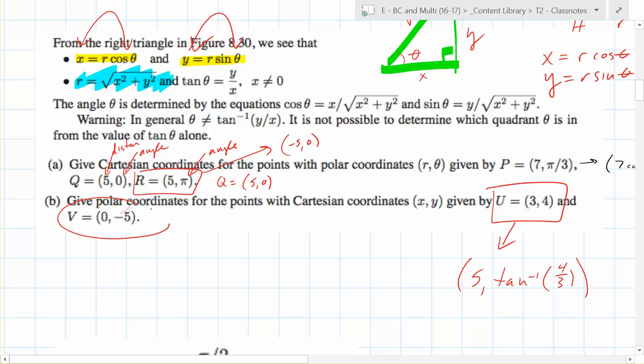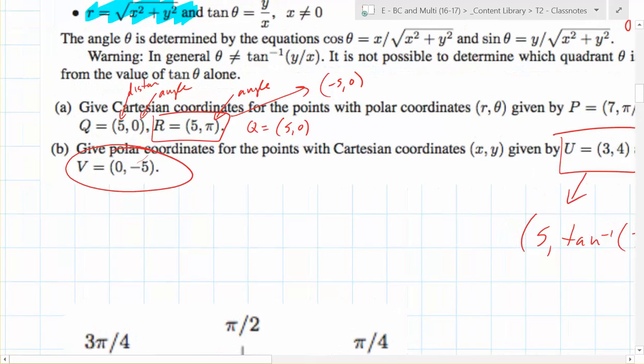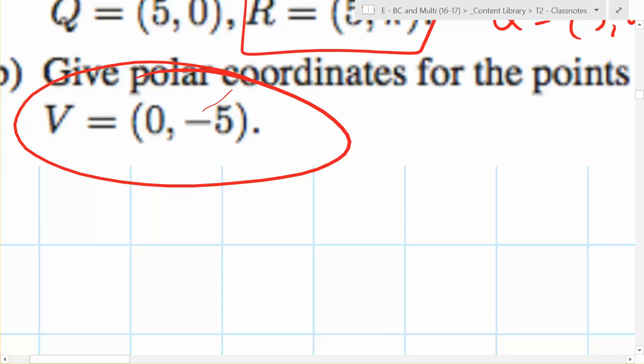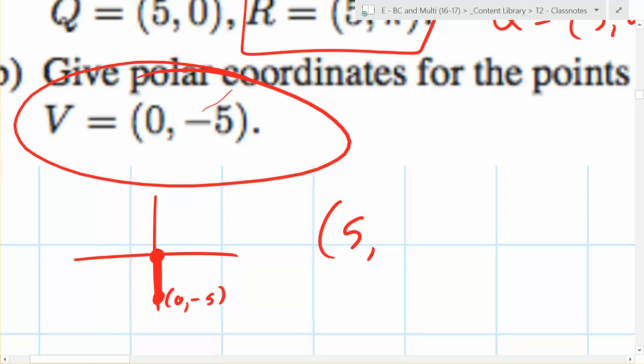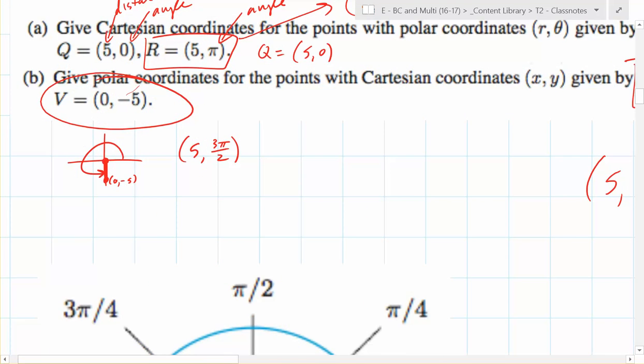What about this one? This is Cartesian 0, negative 5. So where is that? 0, negative 5 is right about there. What's the distance from the origin? The distance from the origin is 5, so the r value is 5. But what's the angle measure? 3 pi over 2. We good with that? 3 pi over 2? Understanding what this means is key.